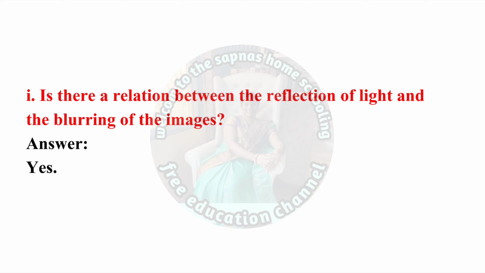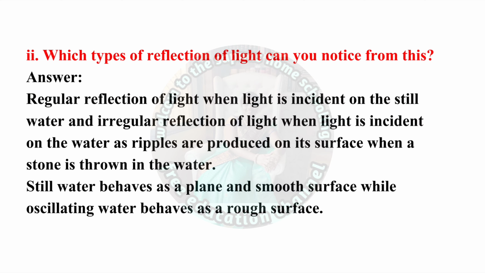First, is there a relation between the reflection of light and the blurring of the image? Yes. Second, which type of reflection of light can you notice from this? Answer. Regular reflection of light when light is incident on the still water, and irregular reflection of light when light is incident on the water as ripples are produced on its surface. When a stone is thrown in the water, still water behaves as a plane and smooth surface, while oscillating water behaves as a rough surface.